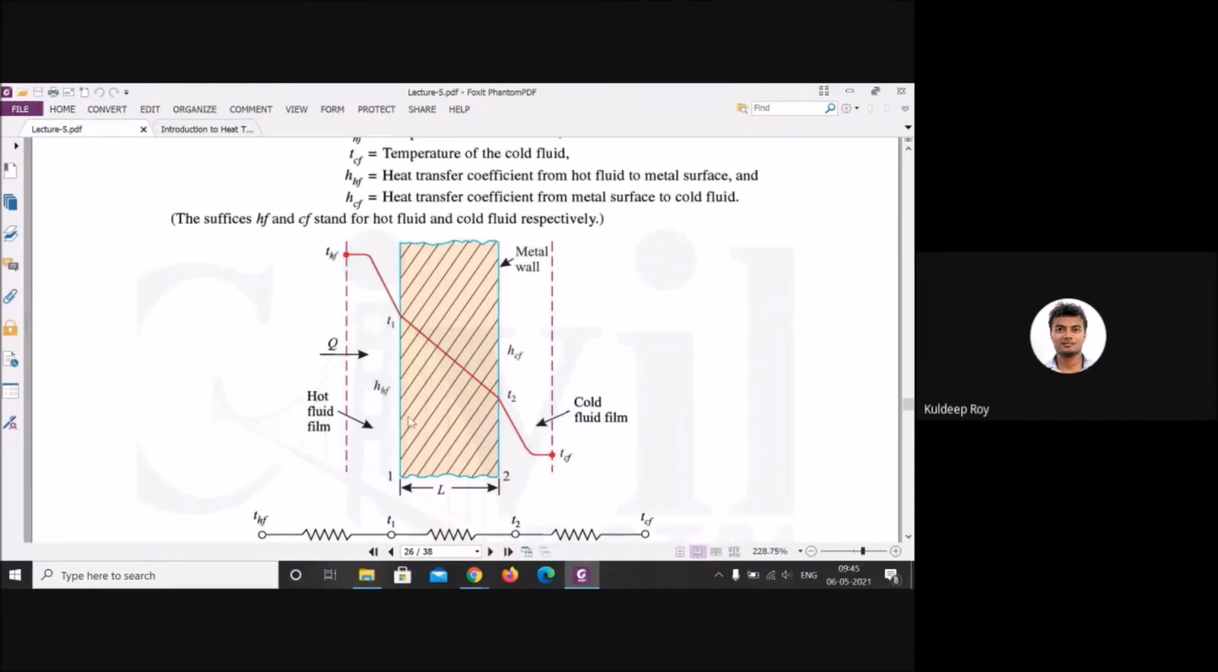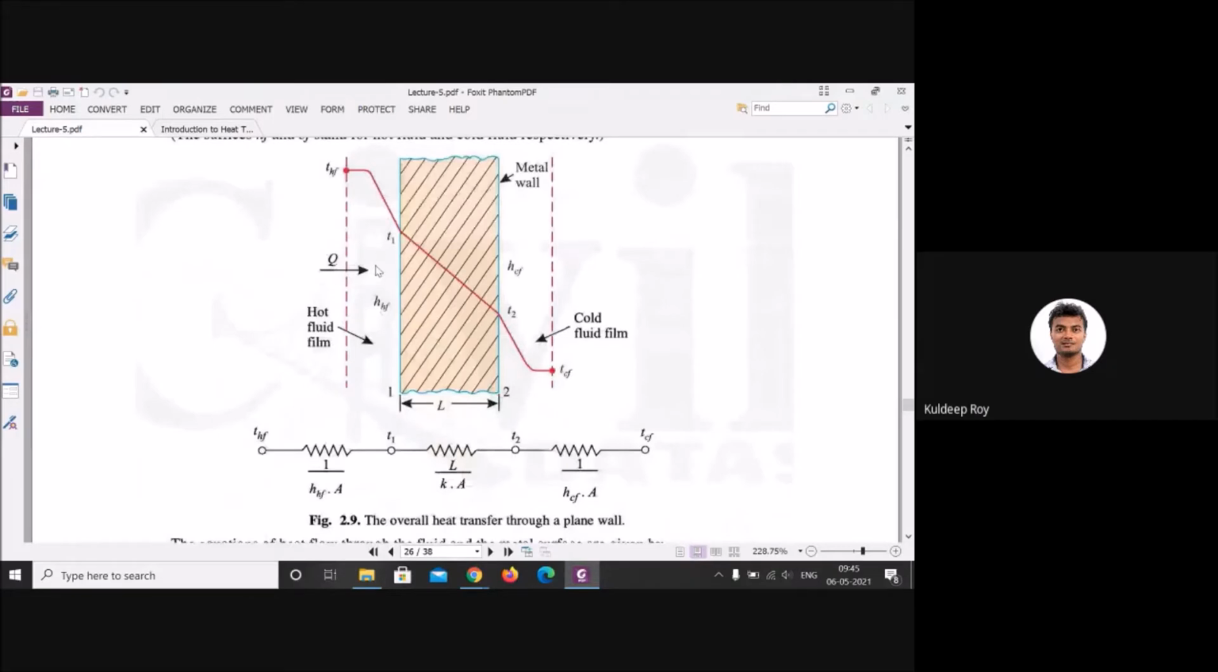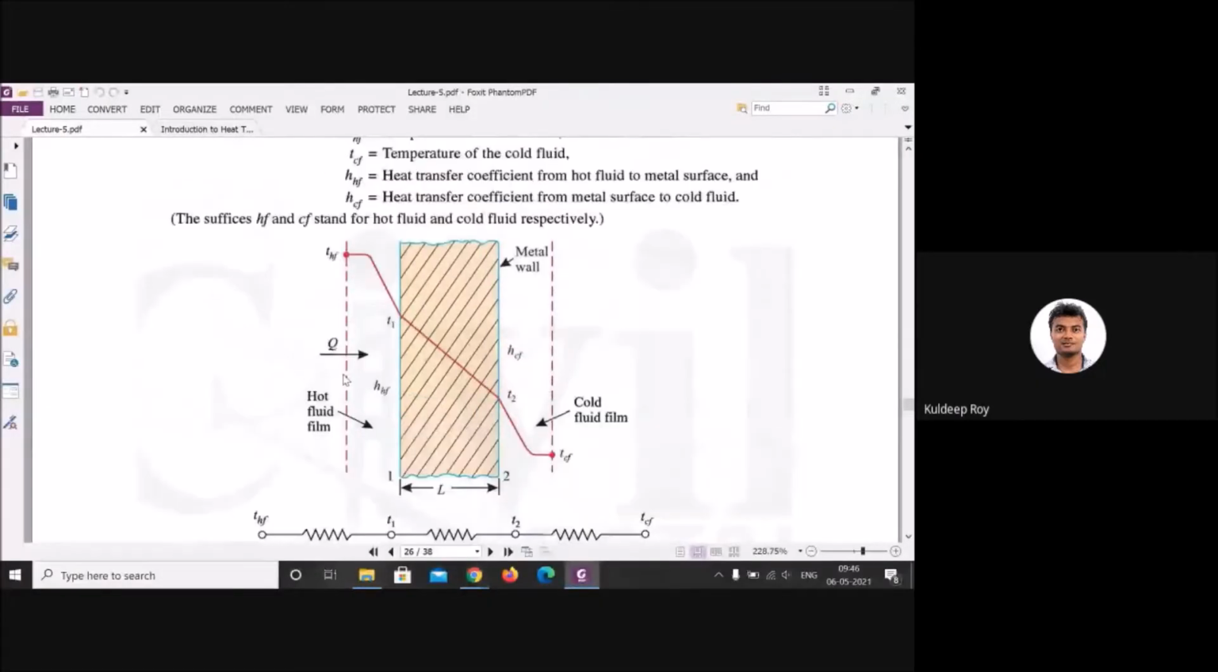How will you determine it? Now you can see here the fluid is flowing, here will be the hot fluid film resistive force, and here will be the cold film resistive force, and this is your metal body. Okay, can anyone tell why it is curved, why it is not straight? I'm talking about the temperature profile, why it is not a straight line, why there is some kind of curve. Can anyone answer? Then we have to determine the overall heat transfer.